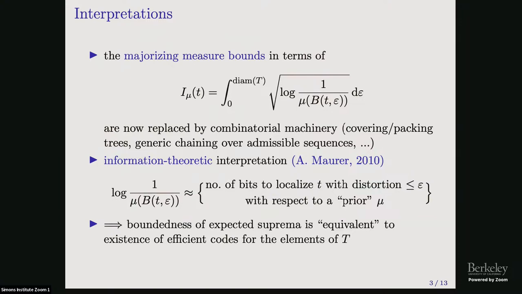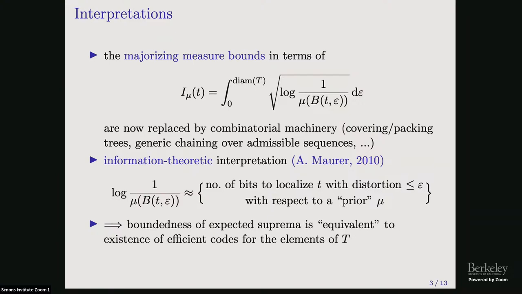And then, of course, if T is finite or discrete, which if T is compact you can just approximate by a discrete set, however large you want, then using this correspondence between codes and measures, the Kraft-McMillan inequality in information theory, we can spin all sorts of tales about how, as Maurer said, the boundedness of expected suprema is equivalent to the existence of efficient codes for the elements of T. It basically means that there exists at least one measure mu that I assign to the elements of T as a prior, and all the elements of T can be described using nice codes.